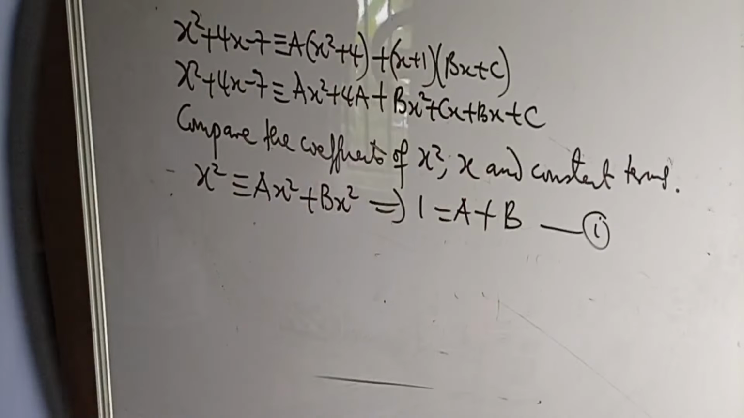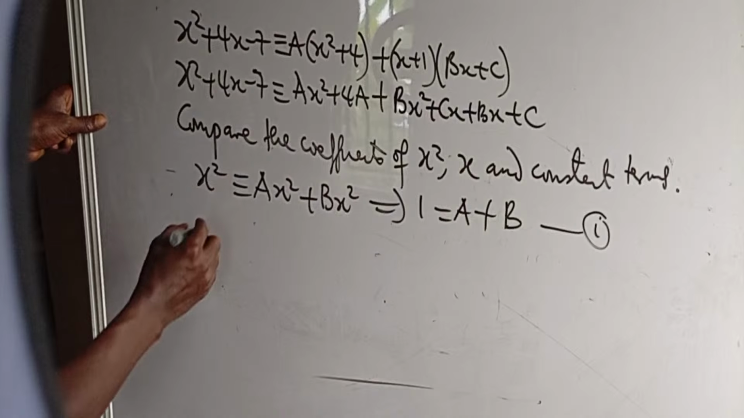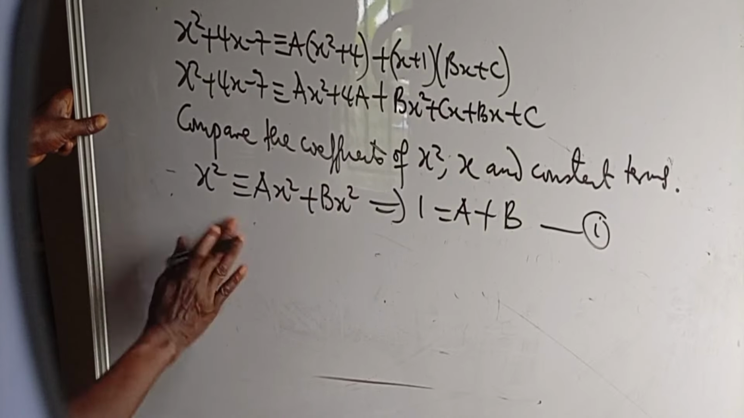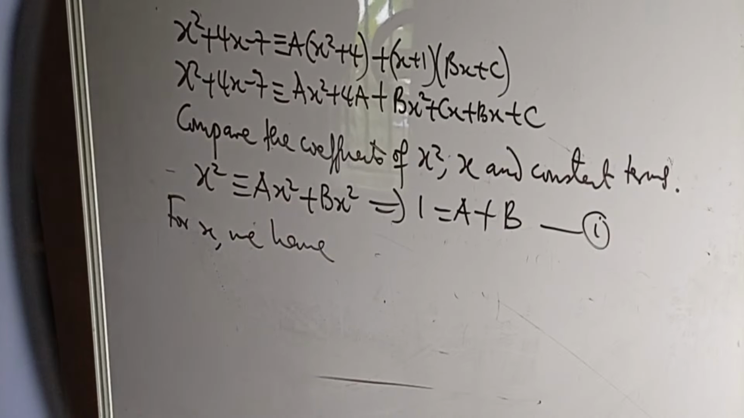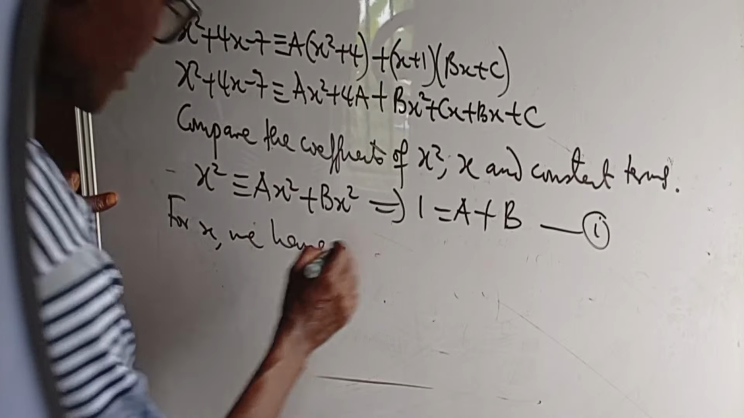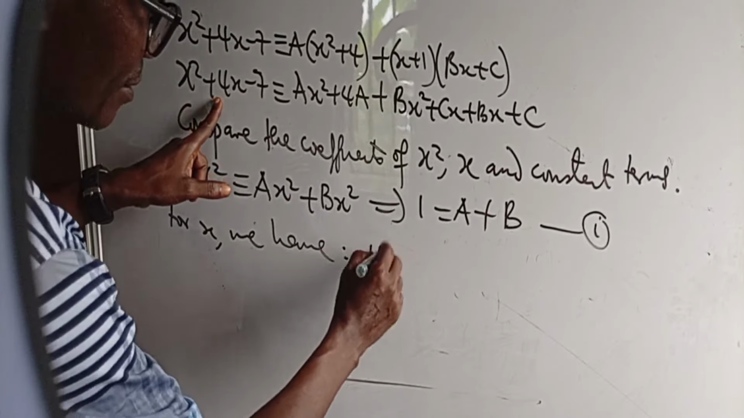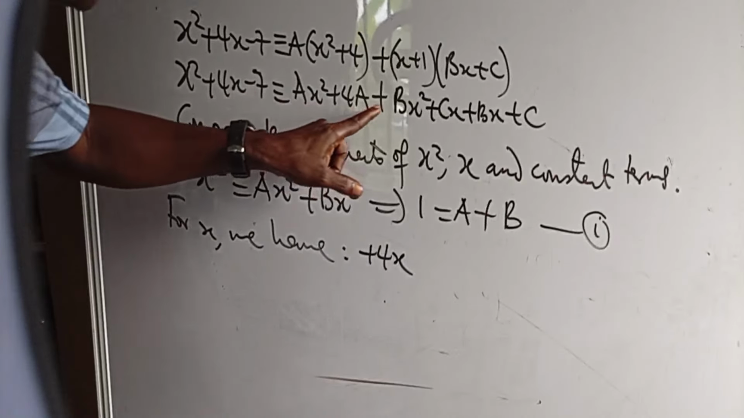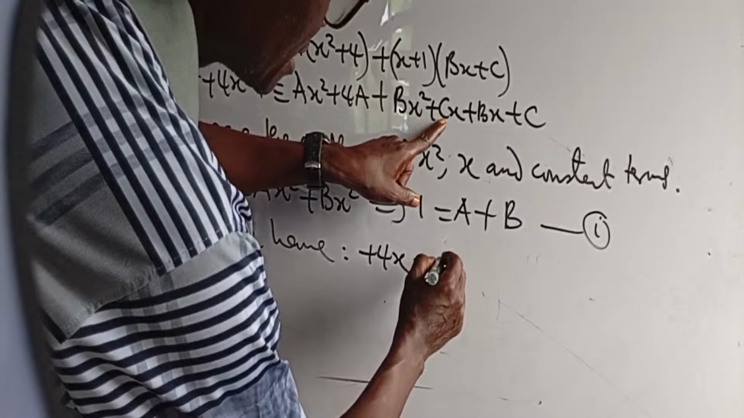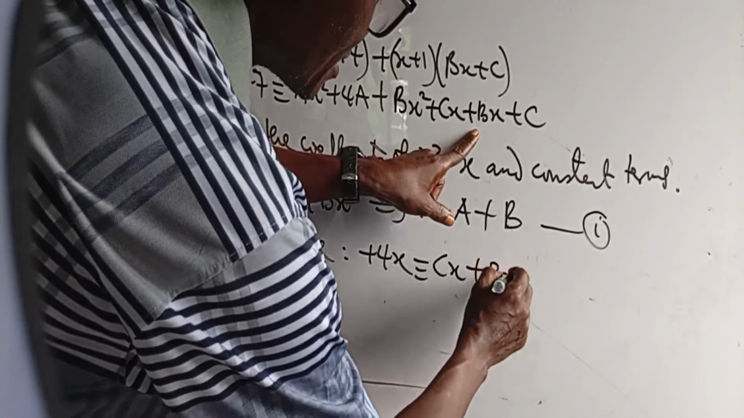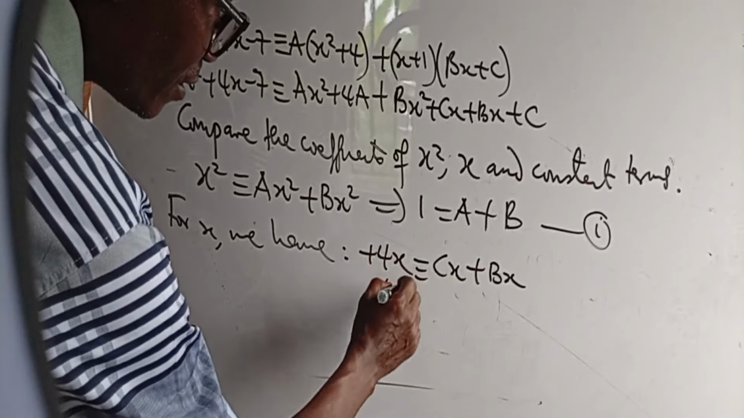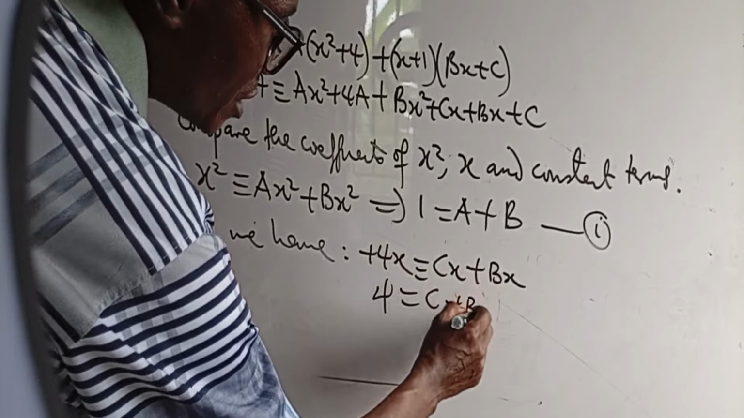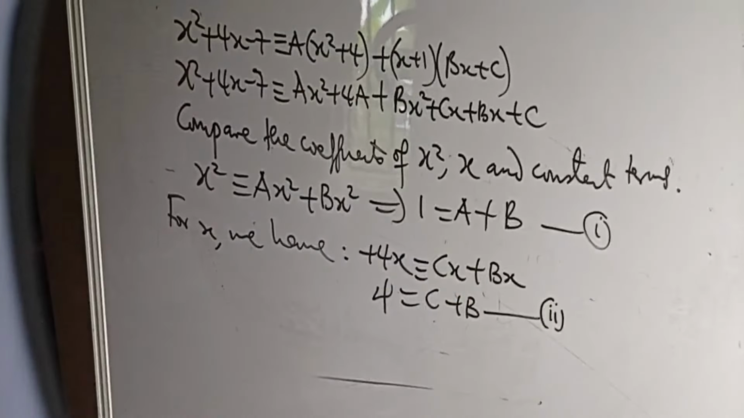Let's consider the coefficient of x. Those that have x. You have plus 4x. Please, are we following? For x we have plus 4x here. No one with x again. Equals cx plus bx. So if we divide through by x here, we have 4 equals c plus b. That forms equation 2. It's getting more interesting.